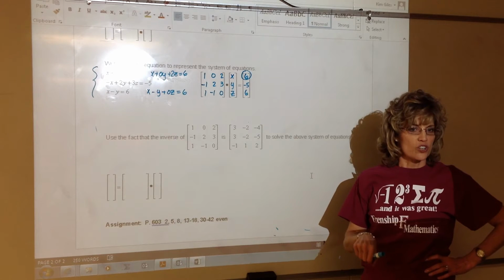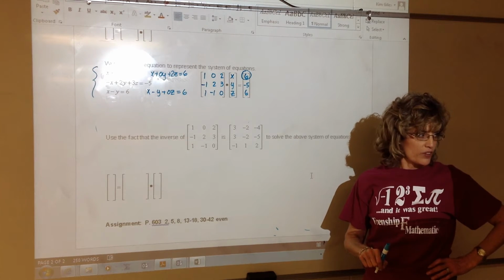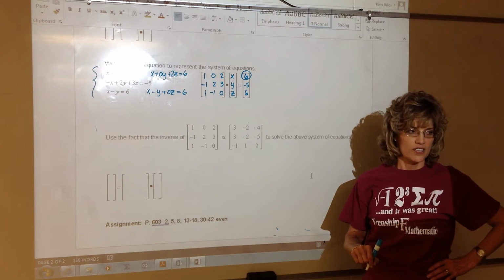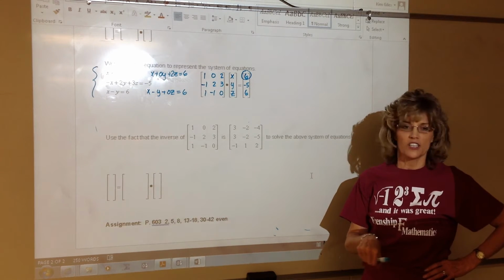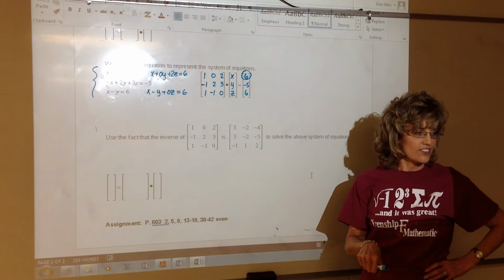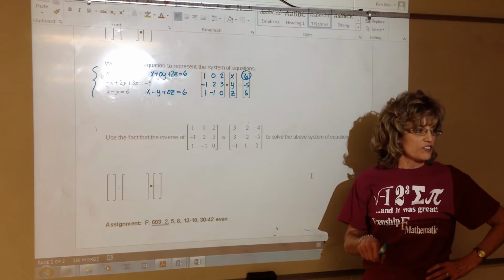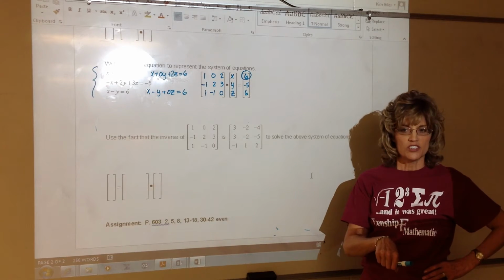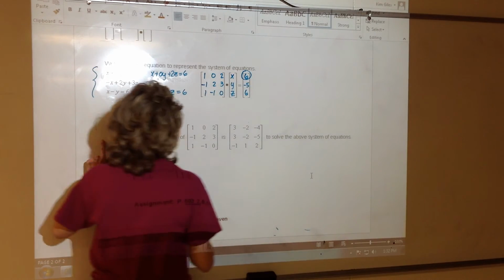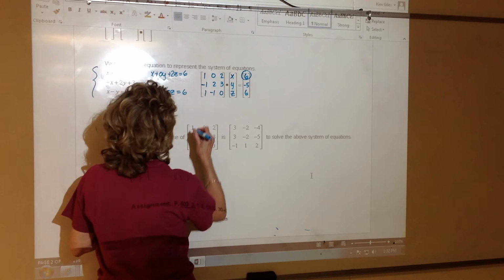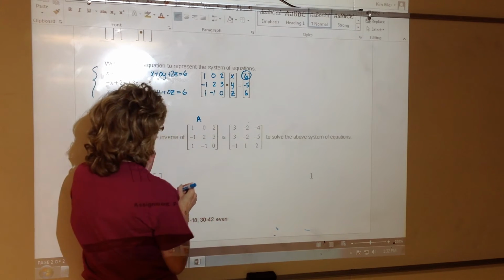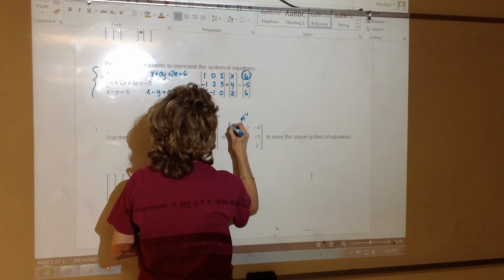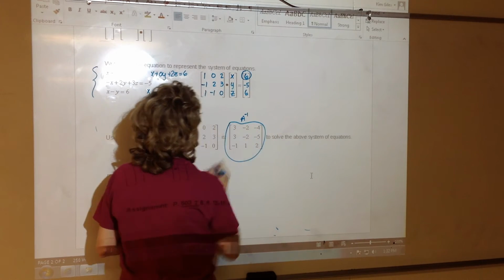Now, here's the good news. I'm not going to make you learn how to find the inverse of a 3 by 3 or a 4 by 4 or a 5 by 5 without a calculator. But for this homework, I'm not going to show you how to do it on the calculator today either. For this homework, if you need the inverse for a 3 by 3 or a 4 by 4, it's going to be given to you. So use the fact that the inverse of matrix A is given to you. Here's A inverse. So A inverse is already given.